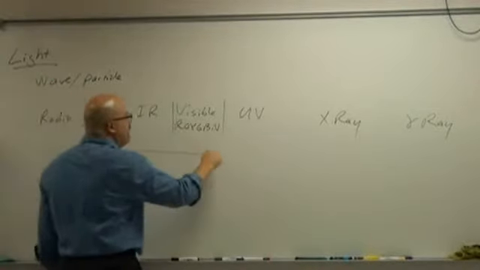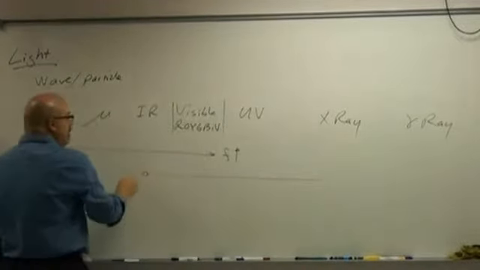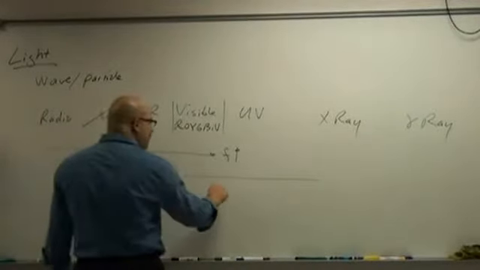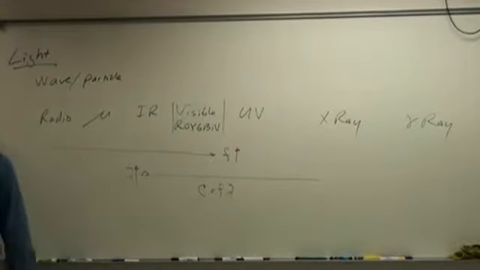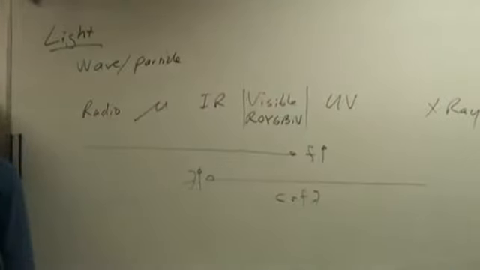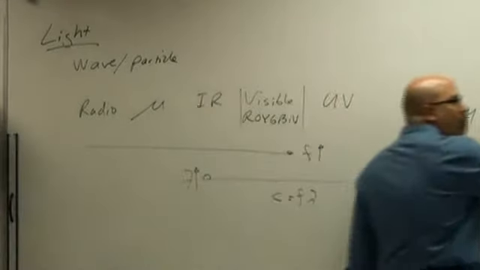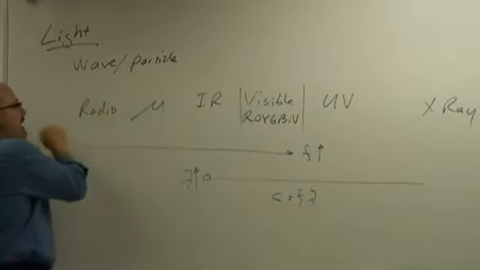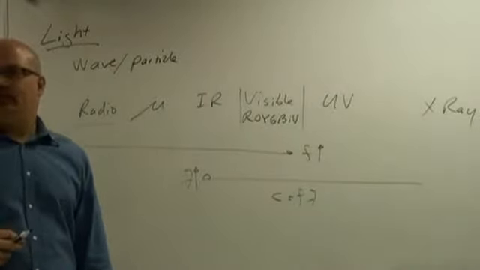As we go up this way, the frequency gets higher. As we go down this way, the wavelength gets longer. But if we multiply frequency times wavelength together, they will equal c, the speed of light, because velocity equals frequency times wavelength. So as the frequency gets higher, the wavelength gets smaller. These radio waves can be really long, like football field length.